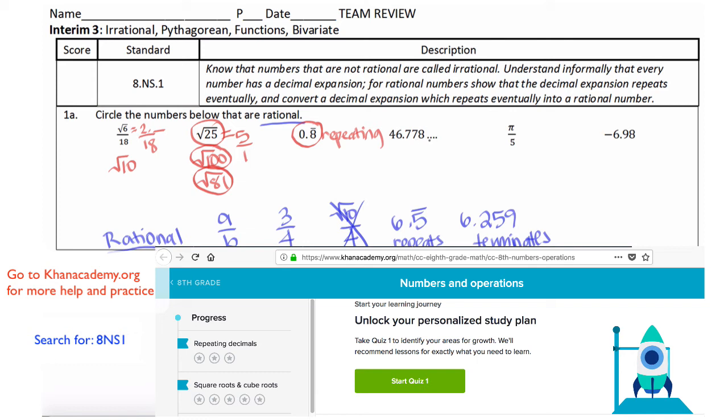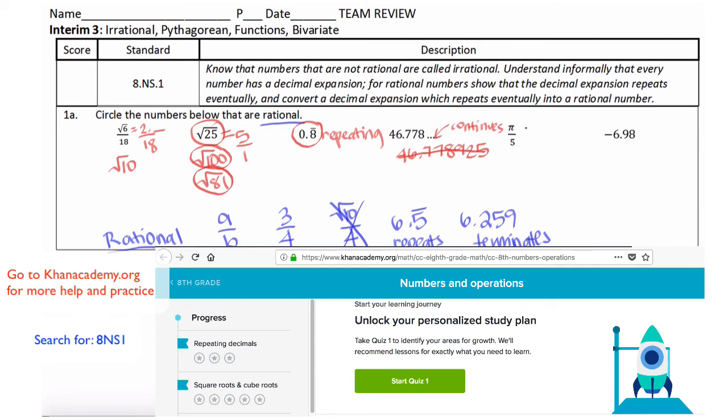46.778, ... That means that decimal continues, but it has no repeating sign above the 8. There's no 8 with a line above it, so it doesn't tell me that's going to repeat. And it also doesn't terminate, so it's not going to be rational. I don't know what happens after that. It could be 46.778925. I have no idea what happens after that, so I cannot determine if it's rational.